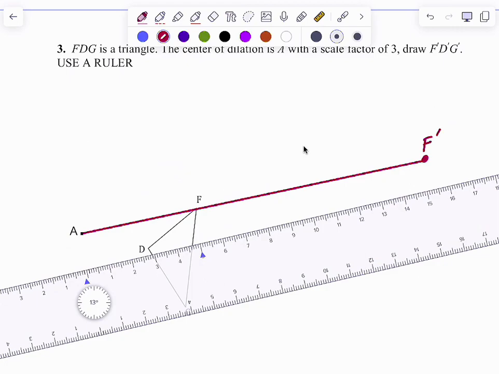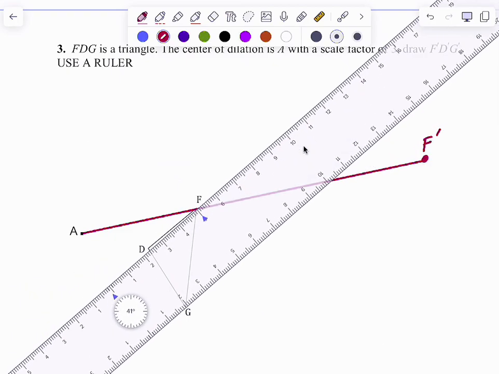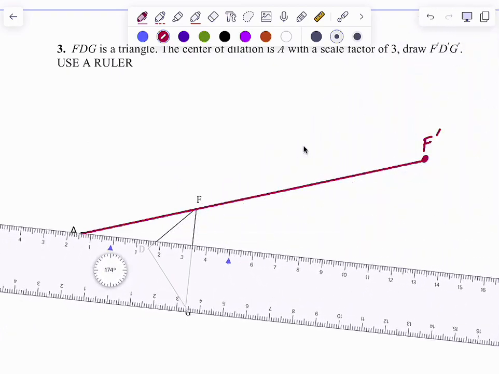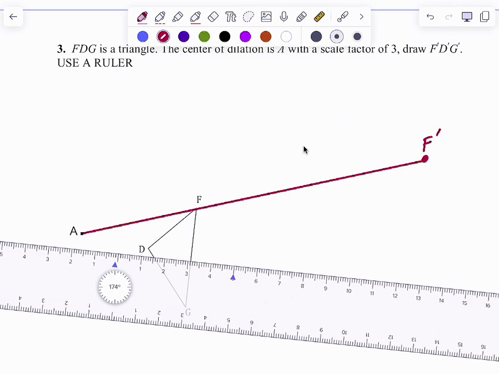We're gonna do A to F, A to D, and then A to G. And then what's gonna happen here is that those lengths that you mentioned will all be triple. So I'm not doing D to F and then tripling it. A is my center. I guess I should explain this a little slower. The center is A, so I'm expanding it away from A, and this is the method I use.